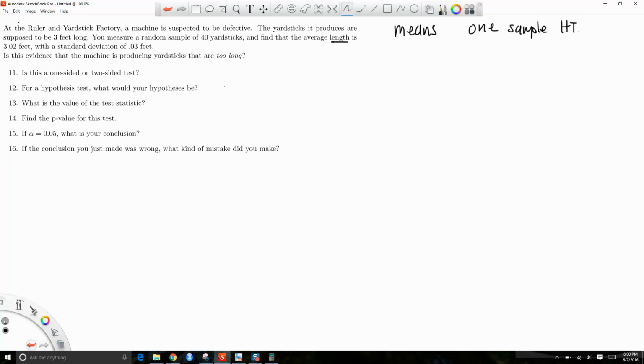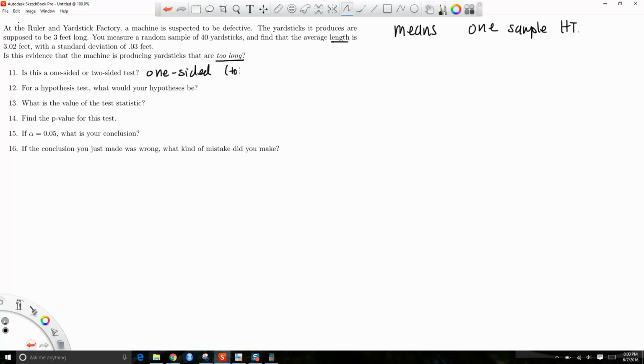So it asks, is this a one-sided or two-sided test? We look at the question and it says, is this evidence that the machine is producing yardsticks that are too long? Here, too long indicates that we're just worried about the one side. We're not asking if the yardsticks are different. So number 11 is going to be a one-sided test because it says too long.